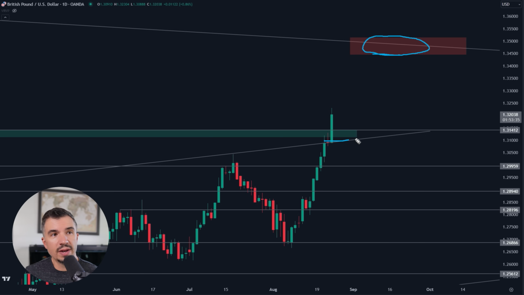We've got support coming in down here again, right around 1.314. So right now, support down here for the pound, resistance up here. Again, though, if these markets fail to hold above areas like this next week, then that would confirm some fake outs.